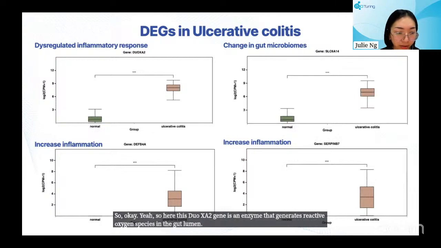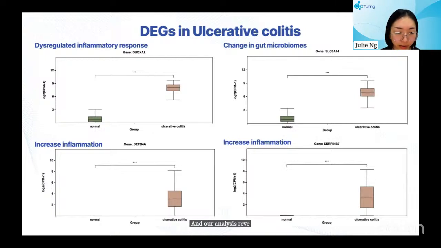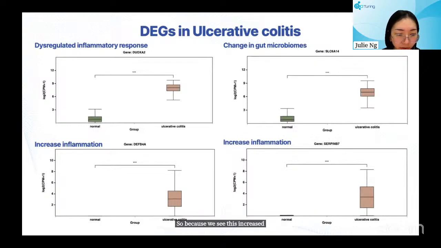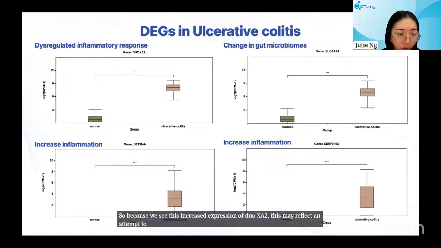And our analysis revealed this upregulation in DUOXA2 in ulcerative colitis. While reactive oxygen species can contribute to inflammation, they may also play a role in host defense. So because we see this increased expression of DUOXA2, this may reflect an attempt to control bacterial populations or a dysregulated inflammatory response.